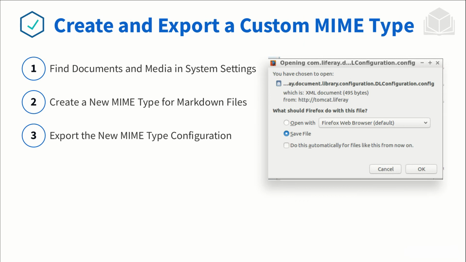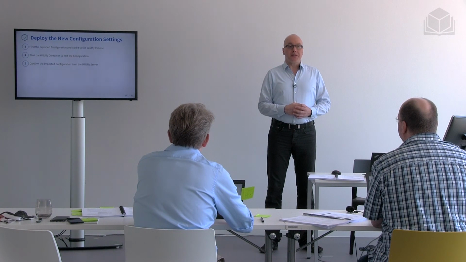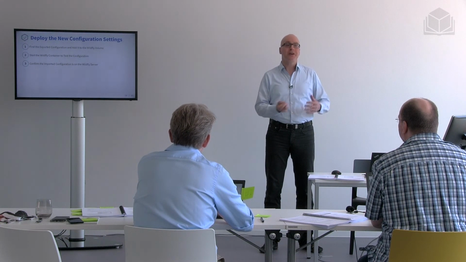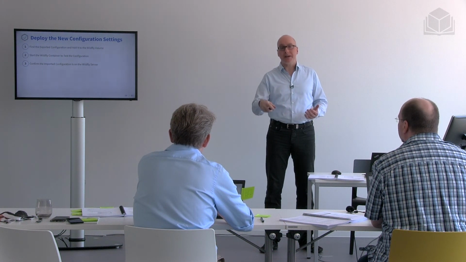And the exercise is well laid out in the written material, in the exercise instruction. You'll find the documents and media in system settings, create a new MIME type for some markdown files, export that, after that import or deploy to a new system, and our new system will be our Wildfly server. So we'll export from Tomcat, we'll import to Wildfly. Let me tell you one thing, spoiler alert, it's a trivial exercise, but it's well worth doing it once, because every other system setting works exactly the same way.